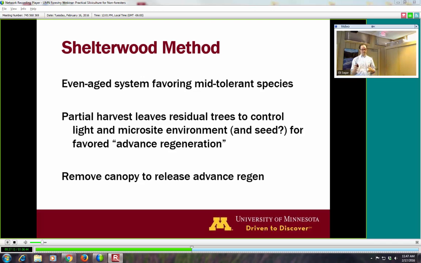Advanced regeneration, that term refers to regeneration that's established before the final harvest. So in advance of the final harvest. So natural regeneration that's on site before that final harvest.